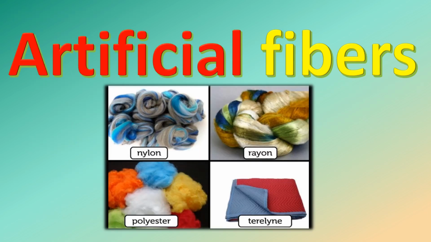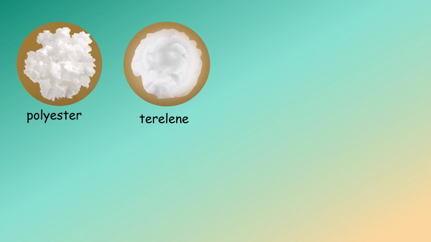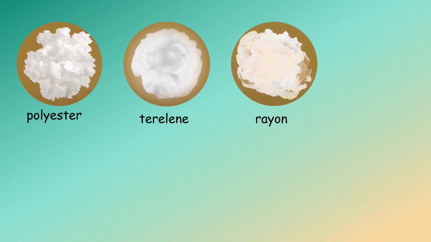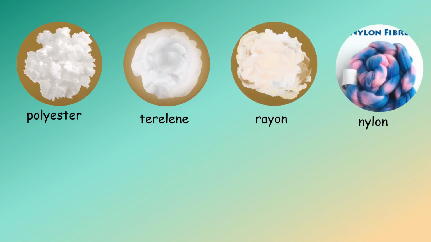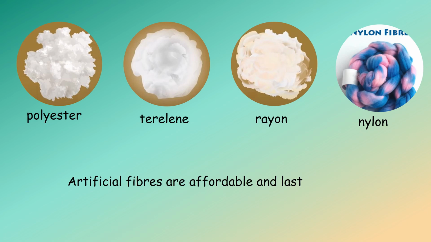Now let us discuss artificial fibers. Polyester, terylene, rayon and nylon are made in factories by using chemical processes. These are called synthetic fibers. The artificial fibers are affordable and last longer.